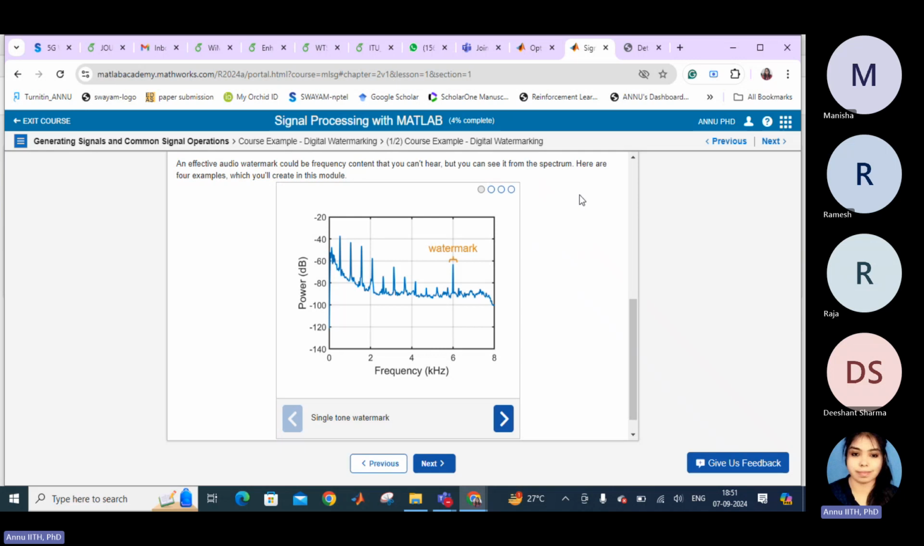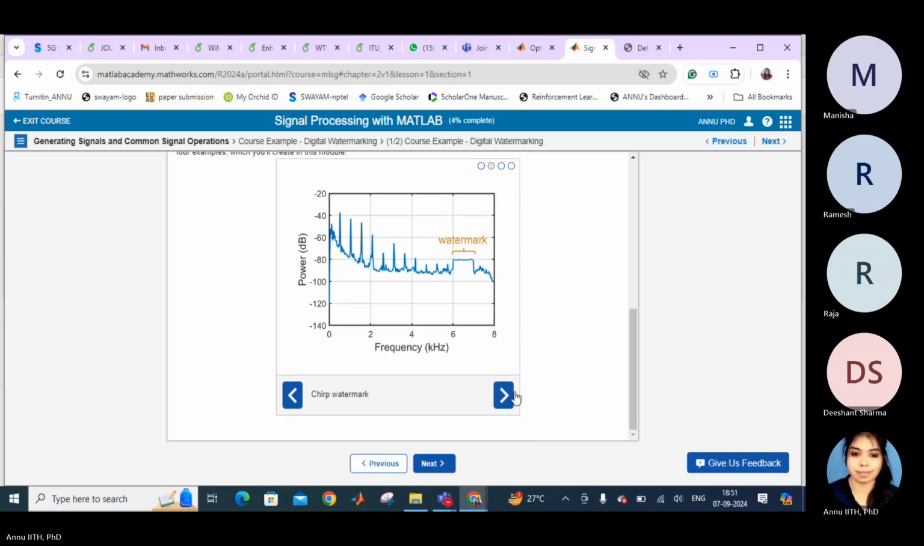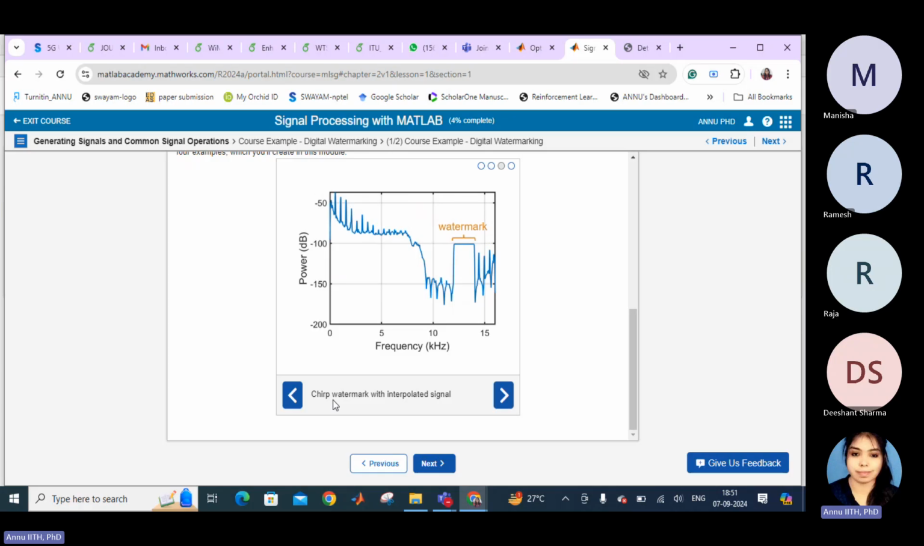Single tone watermark: with one single frequency, we have one watermark. These are the chirp watermarks: for some sort of frequency range, we'll have the watermarks. Now again, a chirp watermark with an interpolated signal. There are some audio watermarks where we have a set of frequencies where we are doing the watermarks.